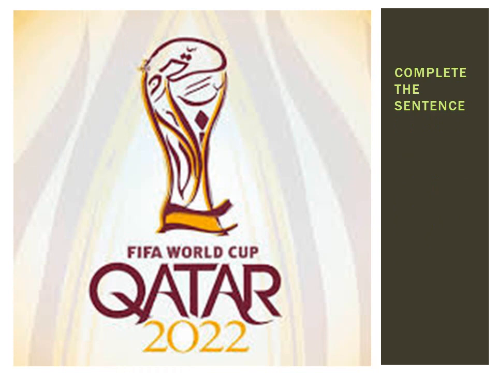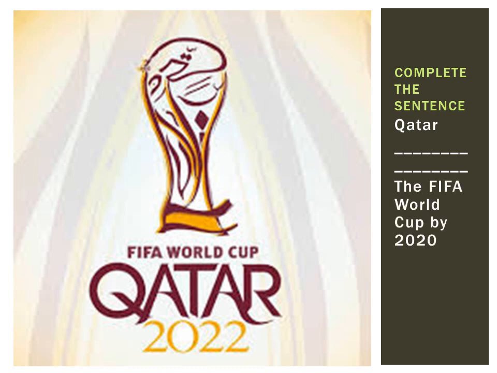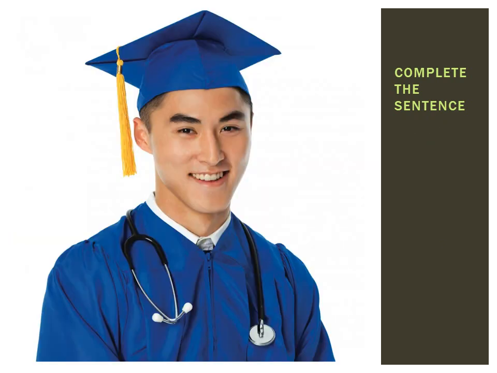Okay, as you can see in the picture, we have the FIFA Qatar World Cup in 2022. We are still in 2021. So complete the sentence. Qatar, the FIFA World Cup by 2020. And we have the verb in brackets, organize. Qatar will have organized the FIFA World Cup by 2020.